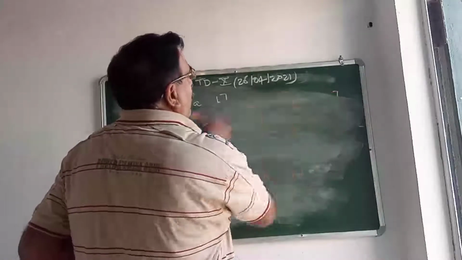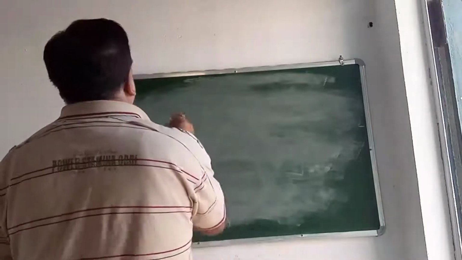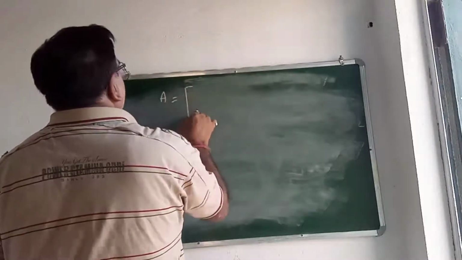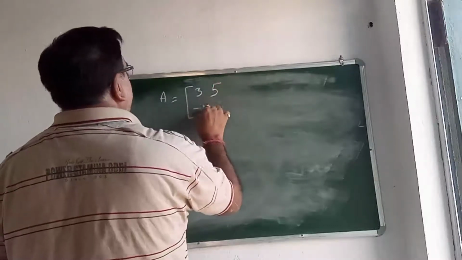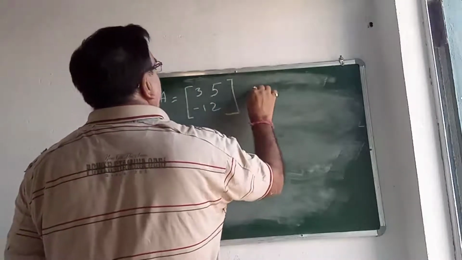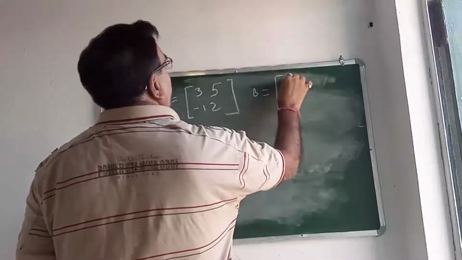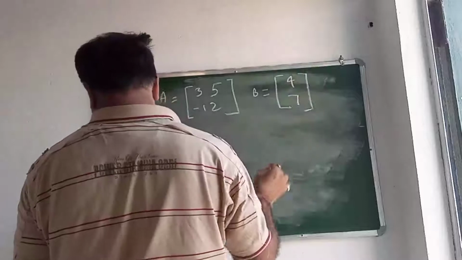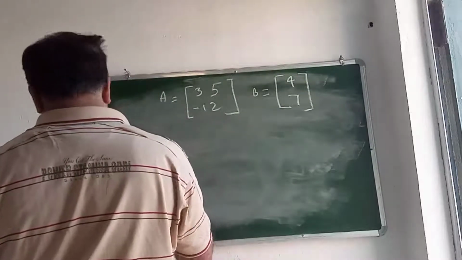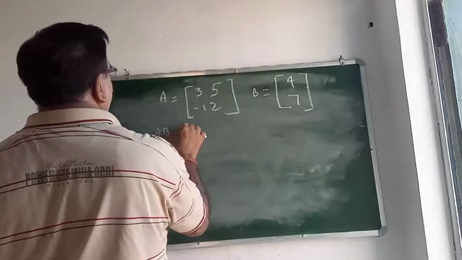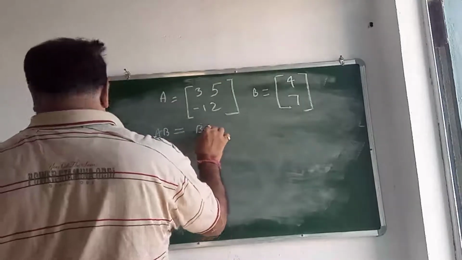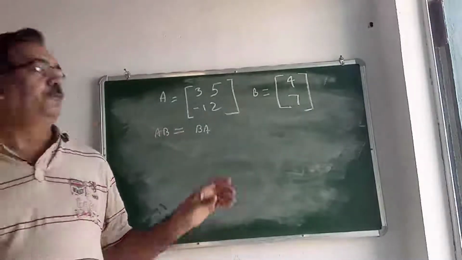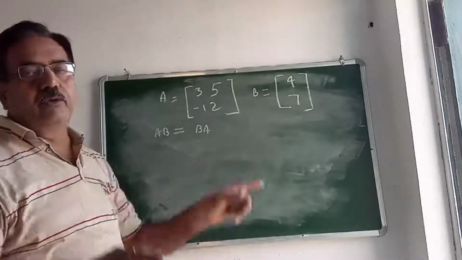Now, A is 3 5, minus 1 2, and B is 4 7. We have to find AB and BA. We have to verify whether AB is equal to BA or not.